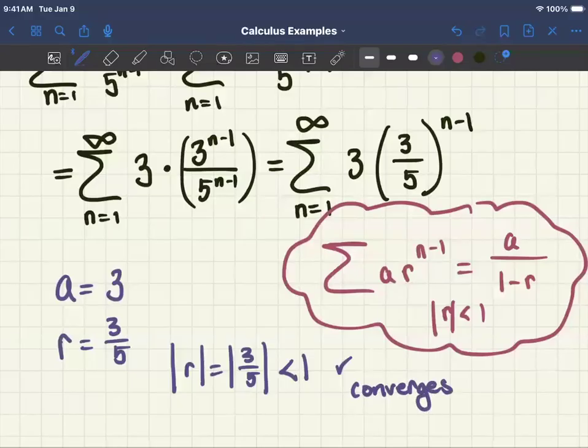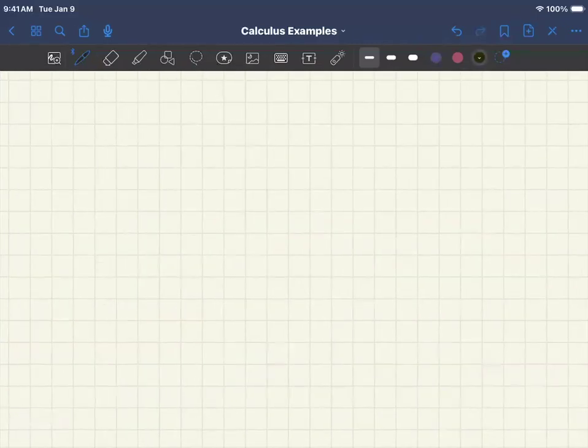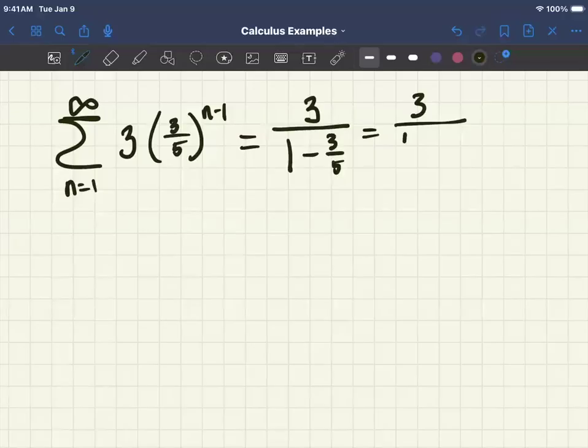And now we just have to rewrite that in terms of our solution. So our summation of 3 times 3/5 to the n minus 1, with n equal to 1 to infinity, is equal to, put our a up top, 1 minus our r value, 3/5. So this is 3 divided by, and I'll do the extra steps here, but you can probably do this on your own in your head, which is perfectly fine.